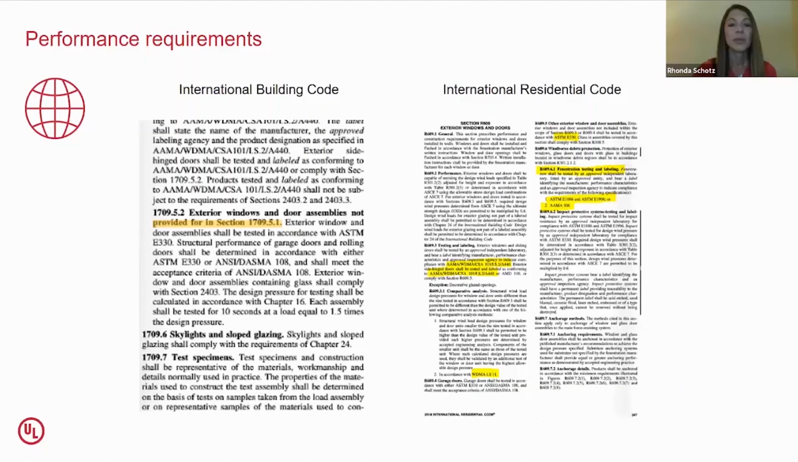So within each of the building codes, it references the standard which your product needs to be tested to for meeting their performance requirements. As you can see on this slide, in the International Residential Code, it references the NAFS, ASTM E330, ASTM E1886 and 1996, and the WDMA IS11.